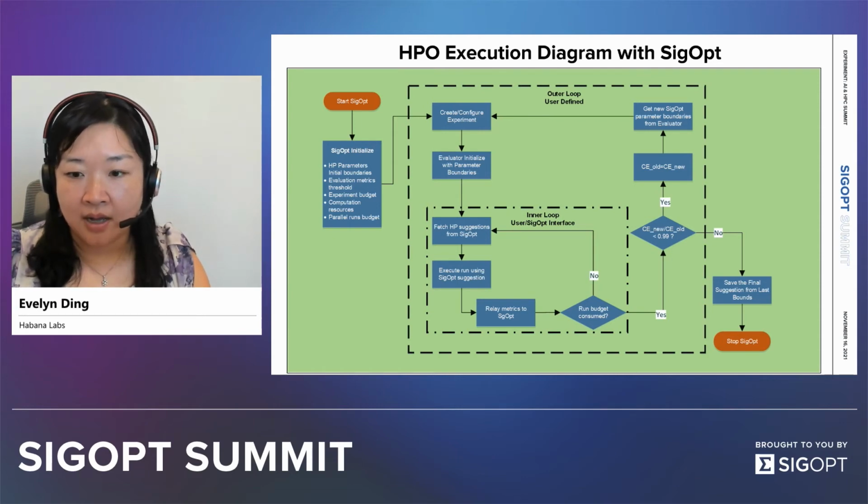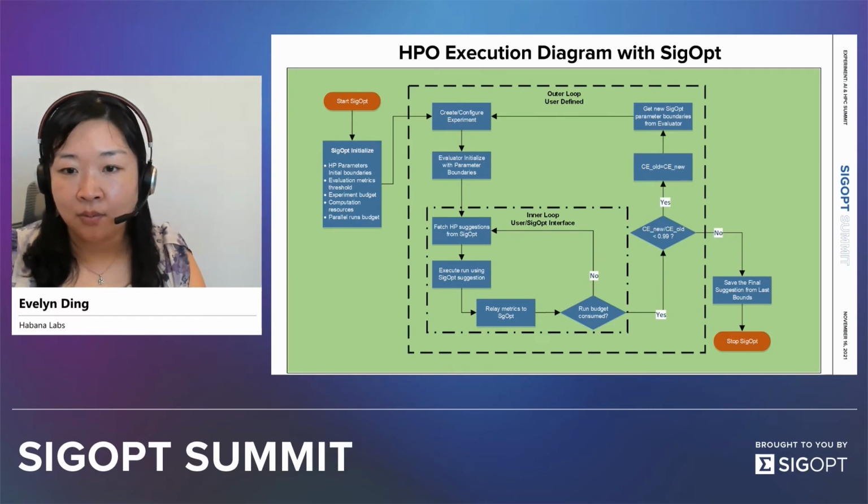We start the outer loop. The main purpose of this outer loop is to further adjust the boundary, to further narrow down the search space to expedite the search process. When we get into this outer loop, the first condition we evaluate is whether the converge epochs new versus the converge epochs old differ by more than 1% or not.